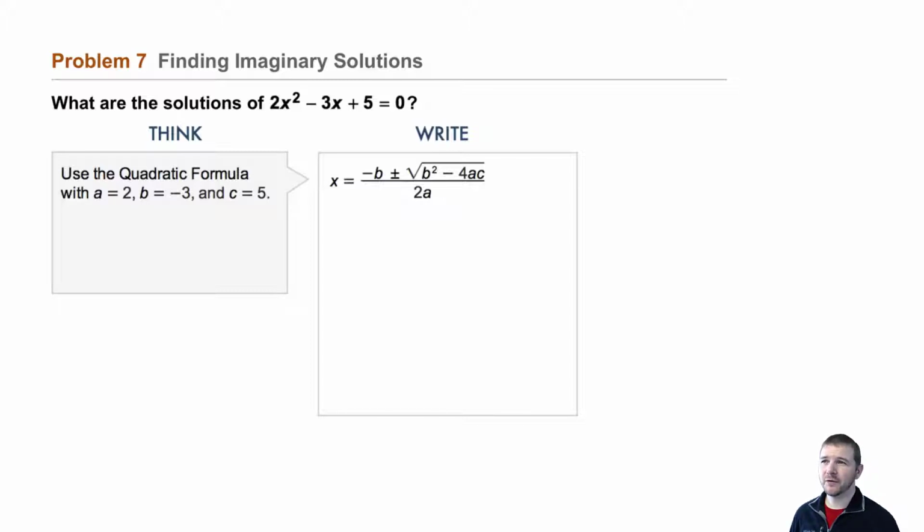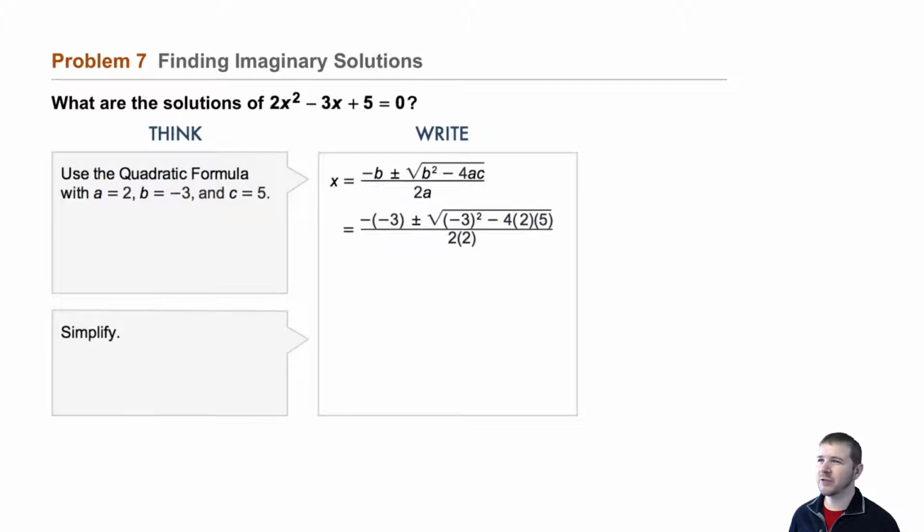Substitute 2 for a, negative 3 for b, and 5 for c, and work to simplify. The negative of negative 3 plus or minus the square root of negative 3 squared minus 4 times 2 times 5 all over 2 times 2. This equals 3 plus or minus the square root of 9 minus 40 over 4.